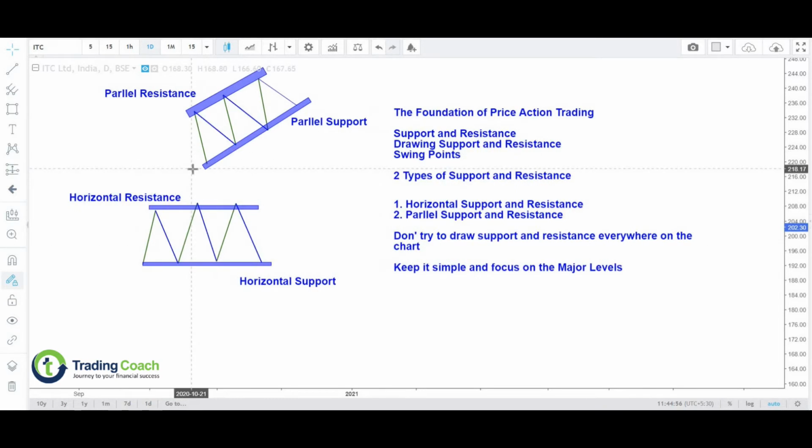Being said that, in this particular video, I will show you how to draw the horizontal support and horizontal resistance using a simple concept known as swing points. In the second part of this video series, we will talk about drawing the parallel support and parallel resistance. If I do all the things in the same video, it may become a little longer and harder for you to grasp, so I'm breaking the video into two different parts. In the first part, we will discuss horizontal support and horizontal resistance. In the next part, we will talk about parallel support and parallel resistance.